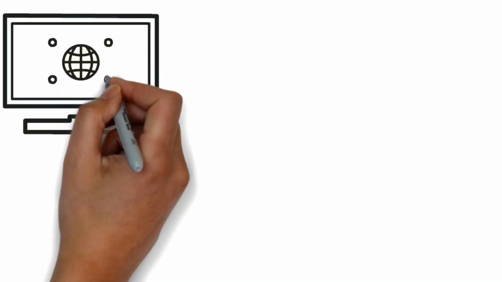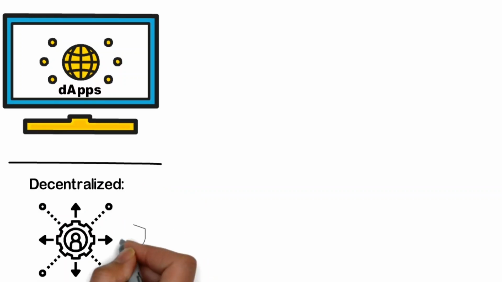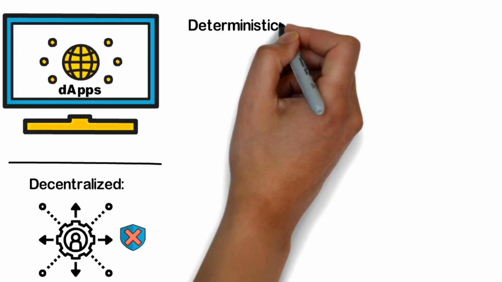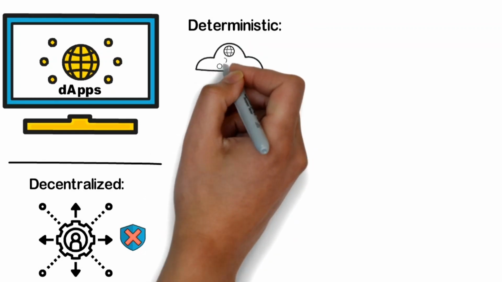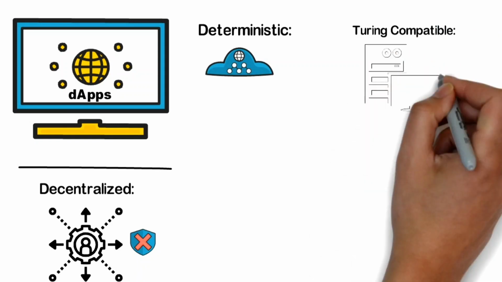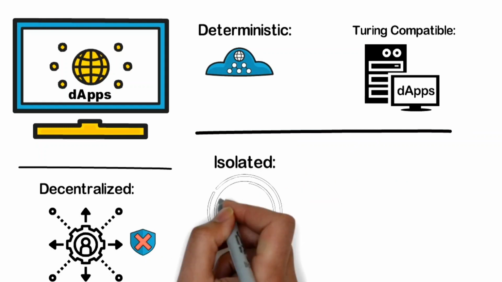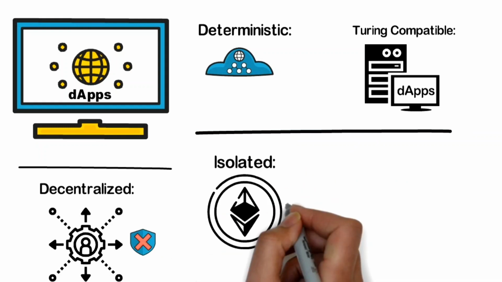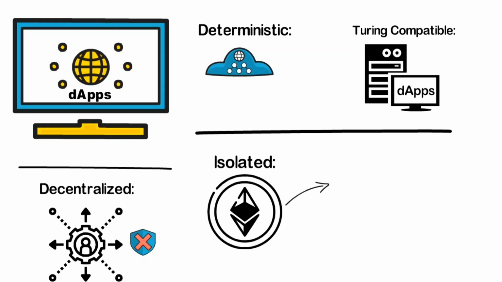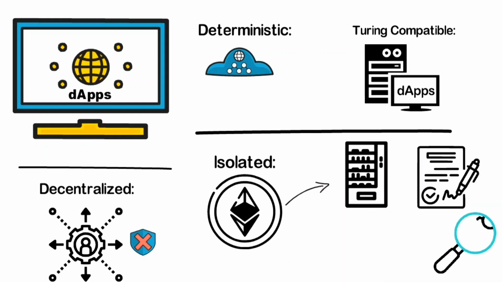Now it's time to see some prominent features of DApps. Decentralized: it makes them independent, and no one controls them. Deterministic: they perform the same function irrespective of the environment they are executed in. Turing compatible: given the required resources, the DApps can perform any action. Isolated: let's talk about DApps on the Ethereum blockchain. They are executed in a virtual environment known as the Ethereum Virtual Machine (EVM), so that if the smart contract happens to have a bug, it won't hamper the normal functioning of the blockchain network.